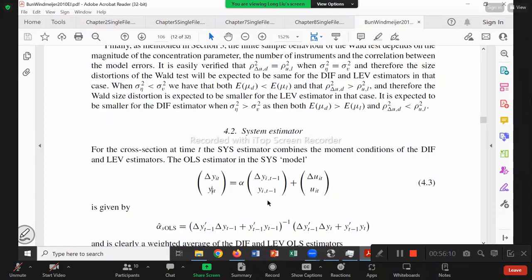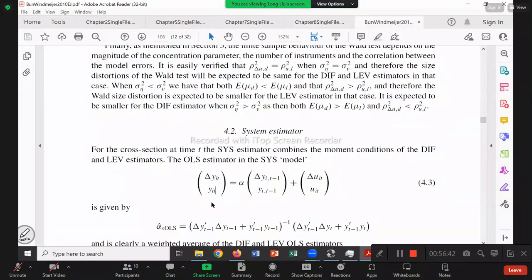Now, if you combine the two together, the difference and the level, put the two together, in other words we have twice the amount of y, twice the amount of x, twice the amount of everything, twice the amount of instruments. So this GMM is called system GMM. In other words, system GMM is a combination of difference and level GMM.